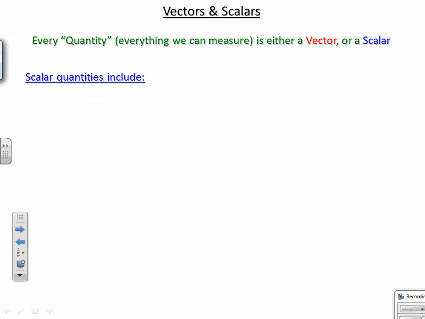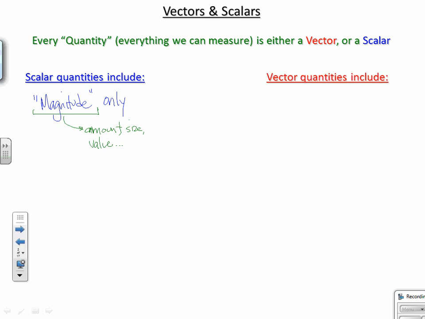Yeah, so what's the difference? All right, well, scalars. Scalars are the simpler of the two, and scalars include what we call a magnitude element. All right, magnitude means amount, or size, or value. And then there are vectors.